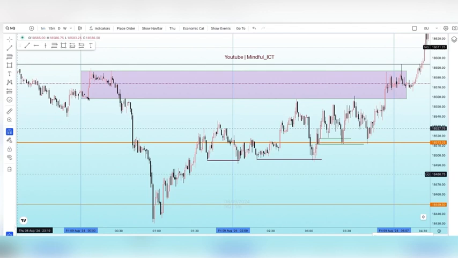These levels serve as critical reference points for the session and are extended until 4 a.m. ICT recommended trading the London session from 2 to 4 a.m., sometimes extending to 5 a.m. for Forex, but I believe this can be applied to futures as well. Let's break down what happened here.